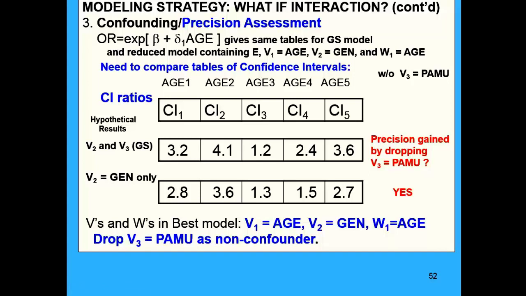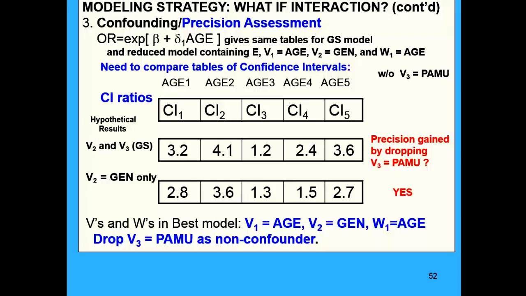So that's the idea. When you have interaction, it's just more complicated. You have to deal with tables of odds ratios, and there's more subjectivity. The more interaction variables you have, the more product terms you have, the more complicated these tables look. If you had two effect modifiers, age and race, then you have to consider categories of age and race together, and you'd get a more complicated table. And you'd have to compare it for the gold standard model and for other subsets.